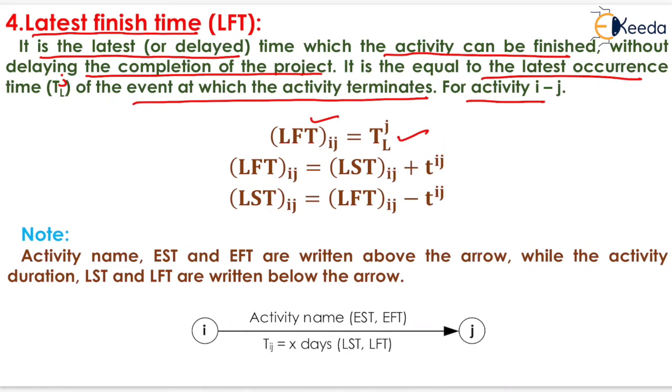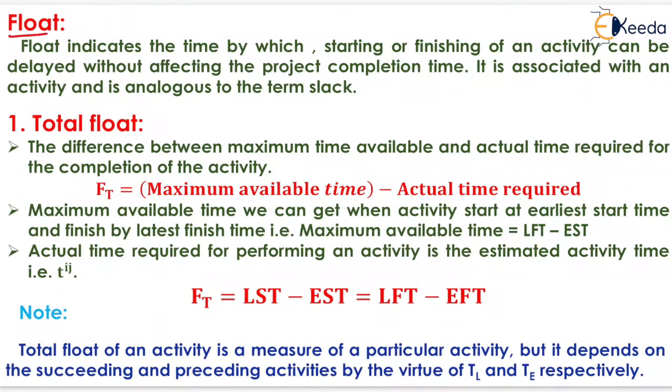Now one note is written here that activity name, EST, EFT are written above the arrow which is shown here, while the activity duration, LST and LFT are written below the arrow which is shown here. Now the next topic is the float.